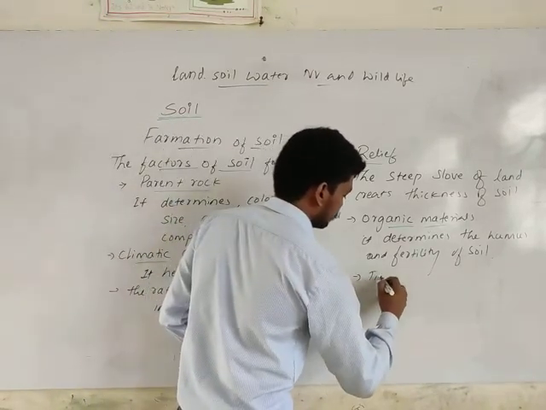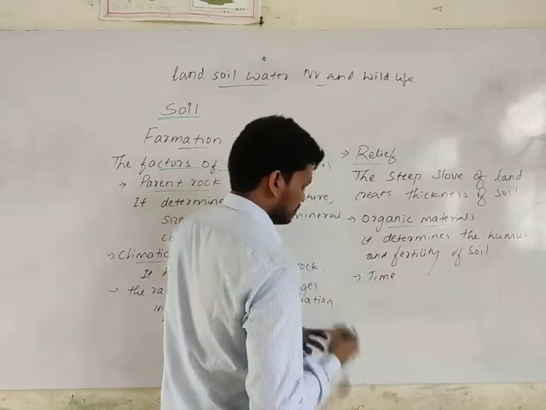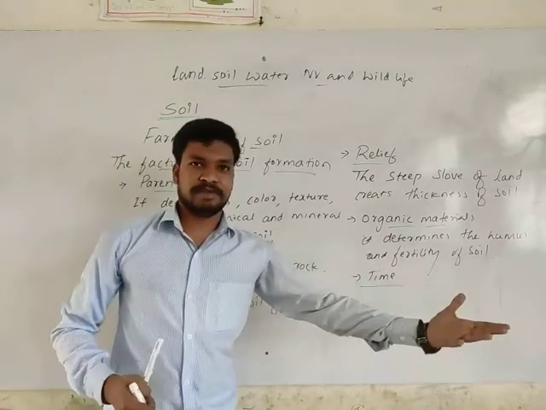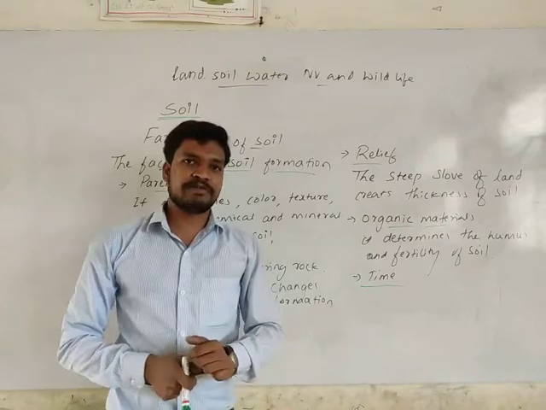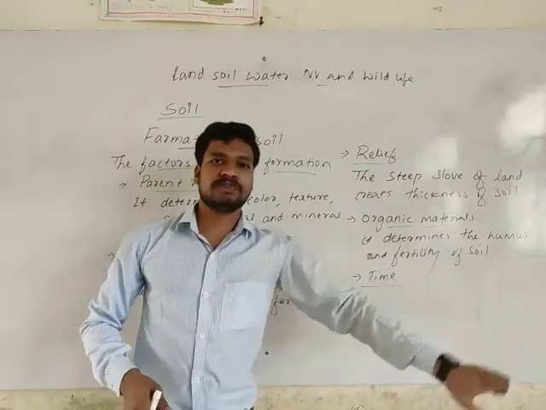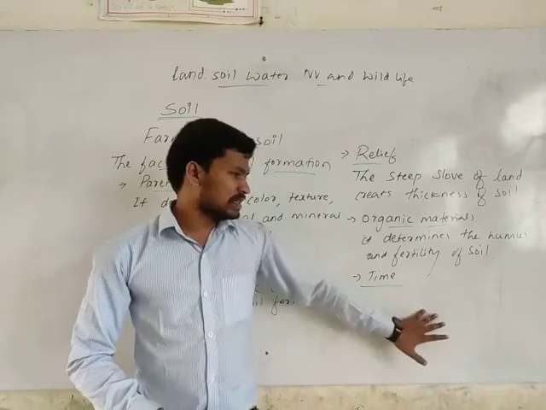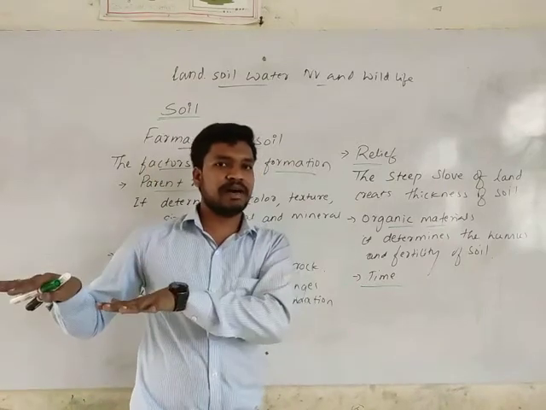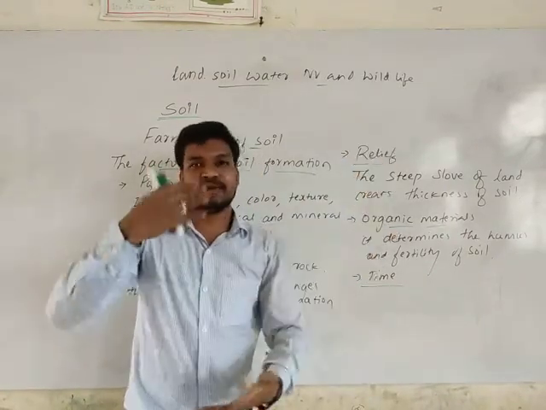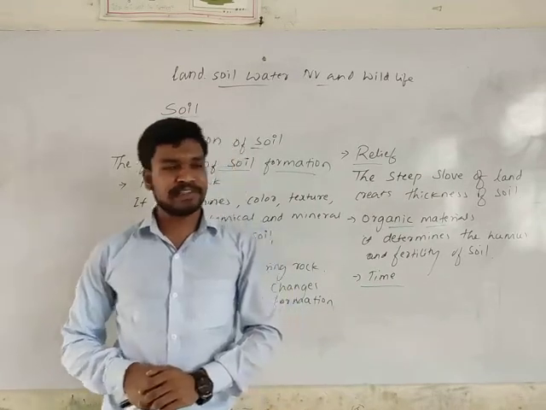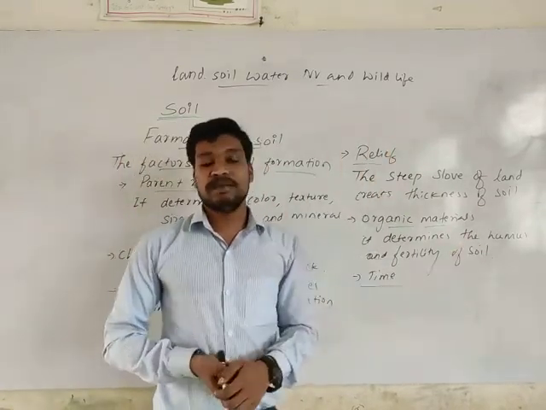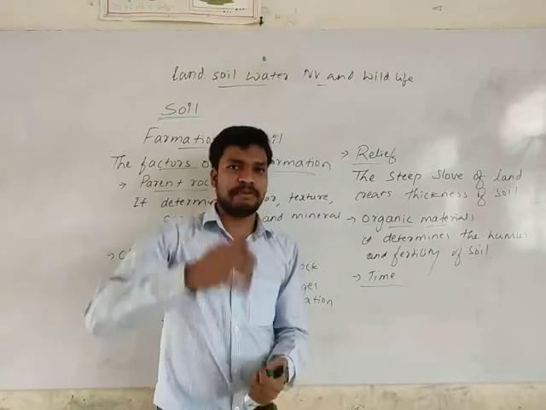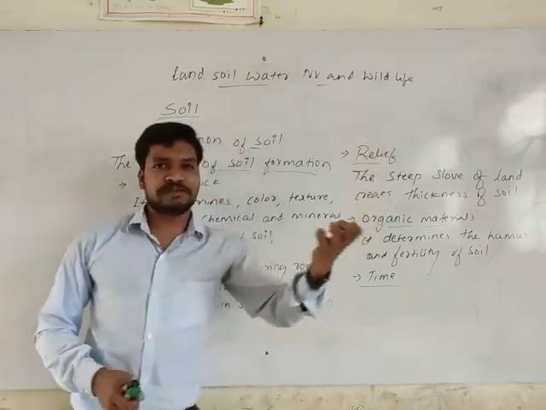Okay, then time is another factor. If a place has taken more time in the formation of soil, that explains it has a better quality of soil. Let us take an example and compare the Himalayan mountain ranges with the Deccan plateau. The Himalayan mountain ranges are called young folded mountains because they are still growing. So when it grows, it is newer in the formation of a soil.